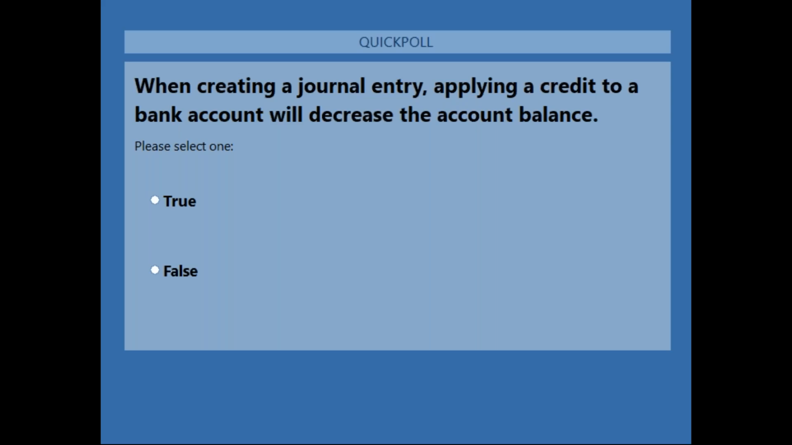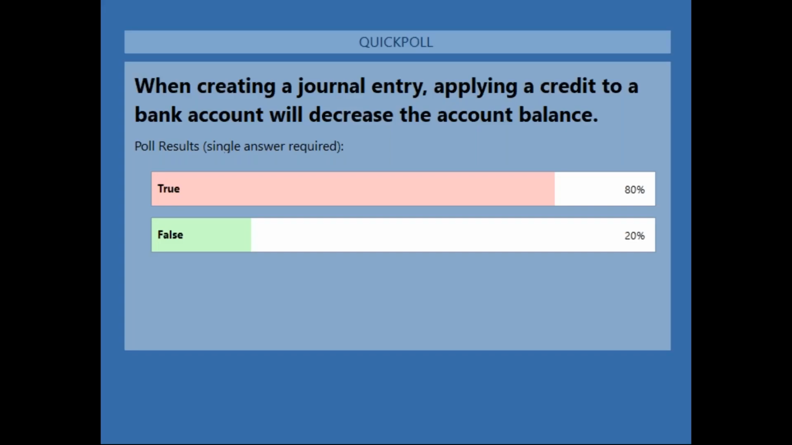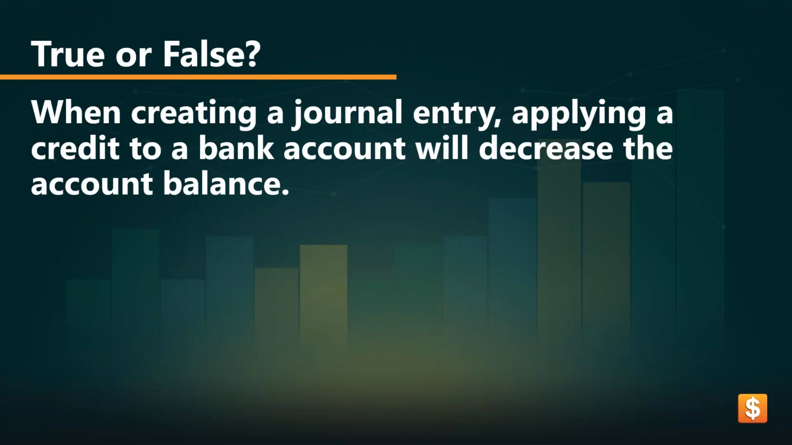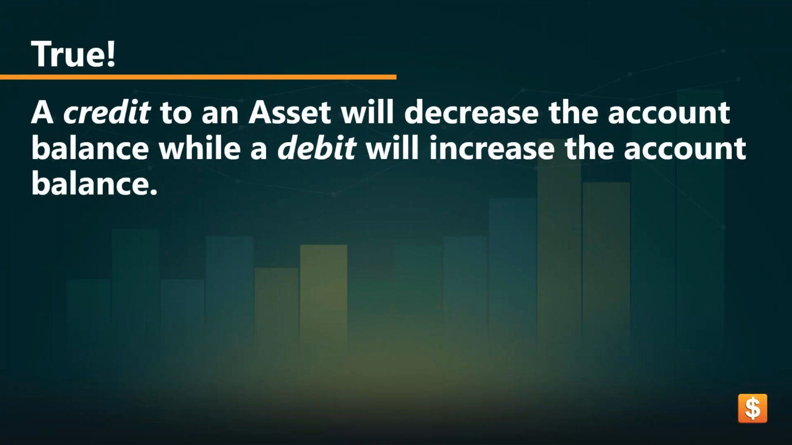Okay, perfect. I'm going to go ahead and close the poll and share the results. Once again, an 80-20 split. 80% said true and 20% said false. So I'm going to hide the results and share the answer. And the answer is true. A credit to an asset will decrease the account balance while a debit will increase the account balance.